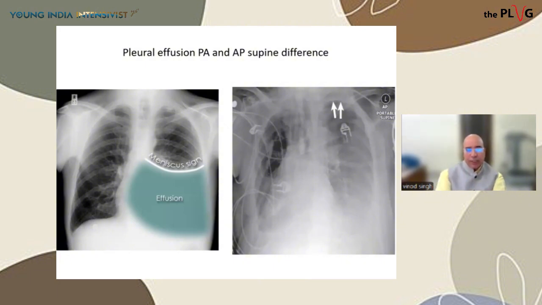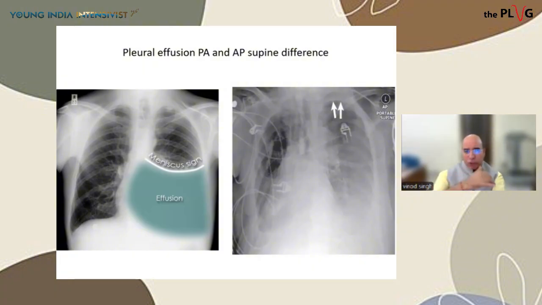This is a typical finding in pleural effusion, particularly in PA view, but AP view is different. The patient is supine, so you'll find that it is not clear because the fluid moves towards all the pleural spaces, so it looks like some haziness. But if you take the sitting position, you can find a well-defined area of the pleural effusion.